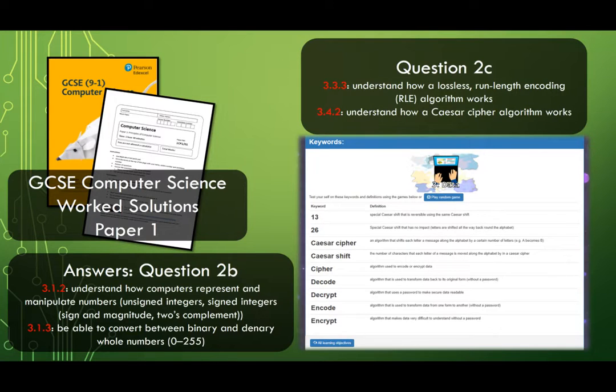Thanks for watching this sixth video in a series of worked solutions for Paper 1 for Edexcel GCSE Computer Science. In this video, we're going to be working through how to get to the answers for question 2b, all about 2's complement and binary denary conversions. And your challenge at the end is to have a go at question 2c, which is about run length encoding and Caesar ciphers.